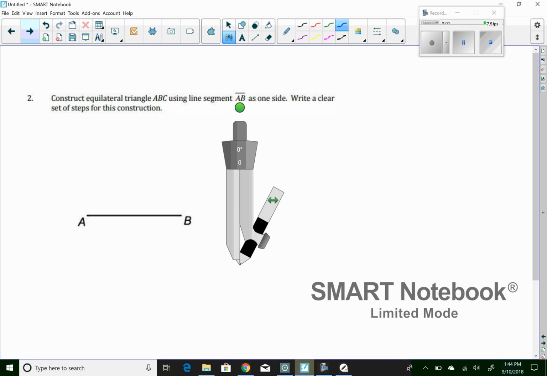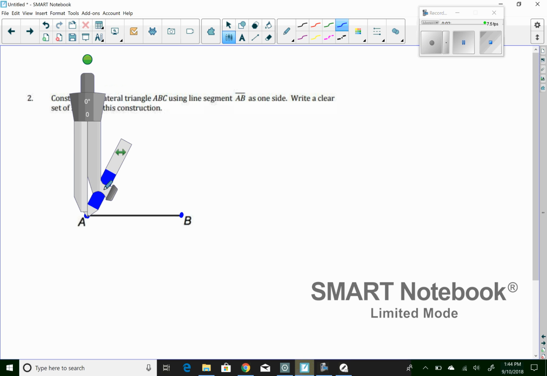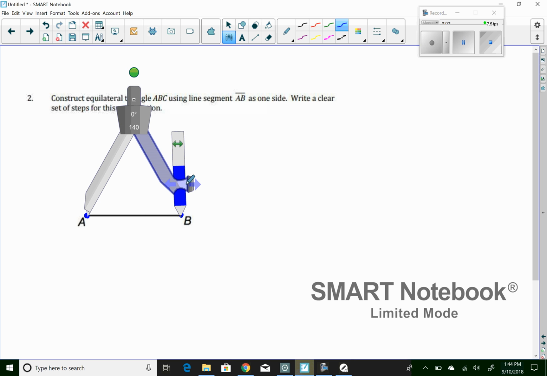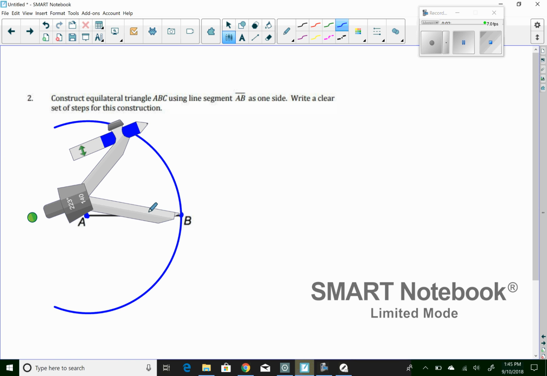Number two says to construct an equilateral triangle using AB as one of its sides. So the first thing I would have done, just because the picture is not great, is I would have put an actual point at A and a point at B, just so I have a reference point. If you didn't do that, it's not wrong. If we then go through and open up our compass from A to B, I then can make an arc around A and an arc around B.